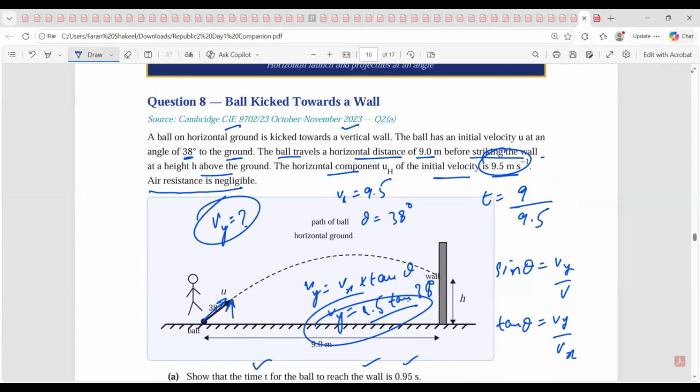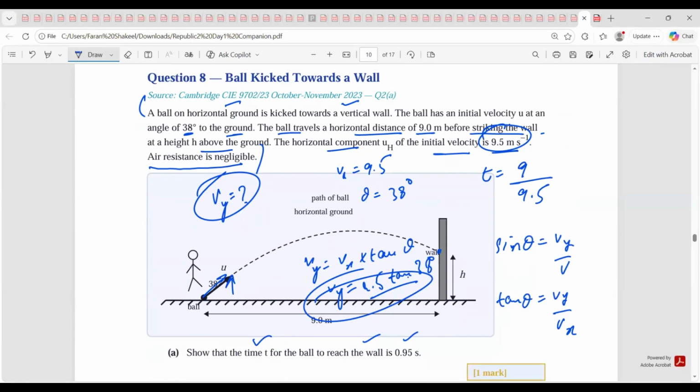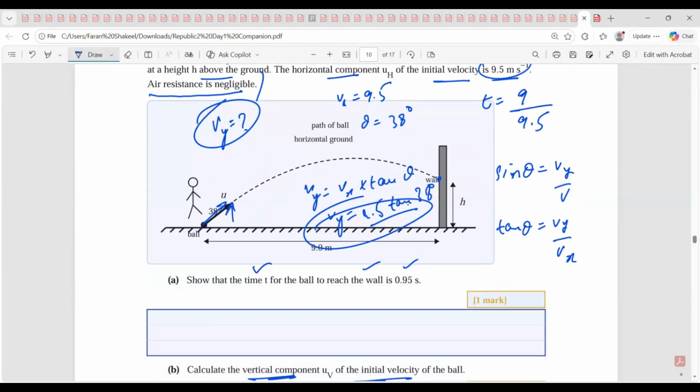Well, you've got this question, right? You're launching a ball from here, and it's striking a wall at this point. I've got the time, I've got the vertical component of velocity, I've got the horizontal component of velocity, and I'm just asking you for the height. Bilal, any guesses? How would you get this height? I've got a guess.